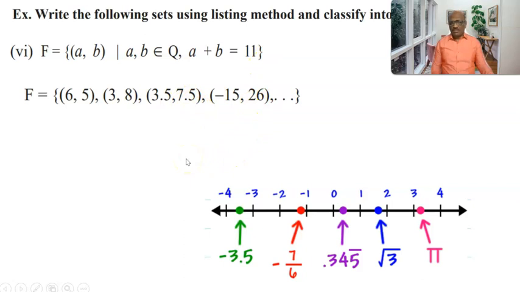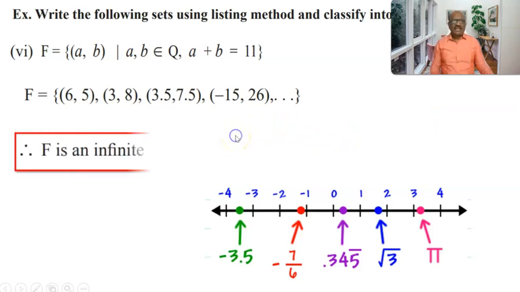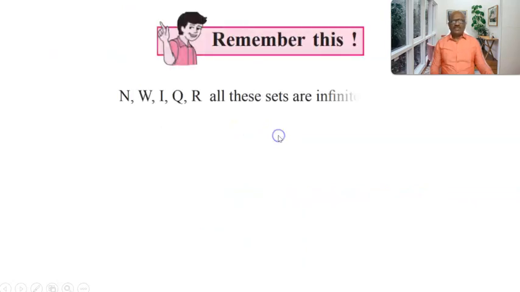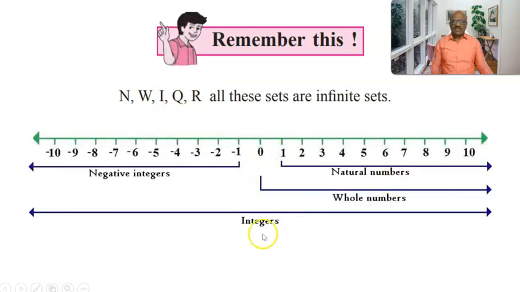Okay, we have the number of this type of the pair. Okay, up to the infinity पर्यंत आपल्याला या टाइपच्या पेयर्स आपल्याला मिळू शकतात. Therefore the set F is an infinite set. Okay, now remember this. Set of natural number, whole number, integer, rational and the real, all these are infinite sets. इथे दाखवले ते set of natural number, whole number, and the last is integer, and the next is a set of real number.